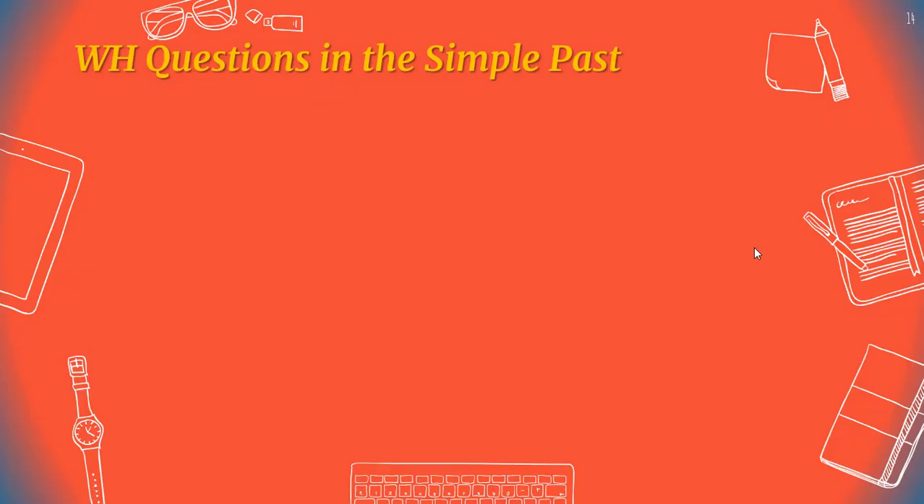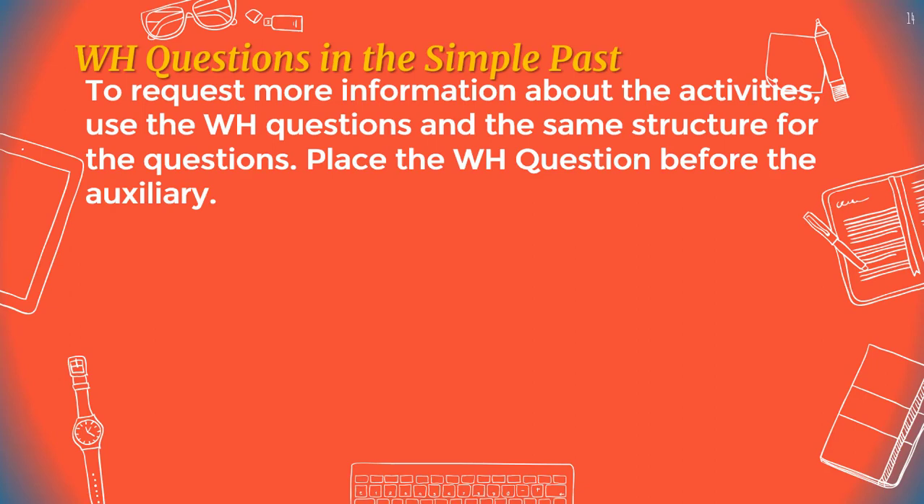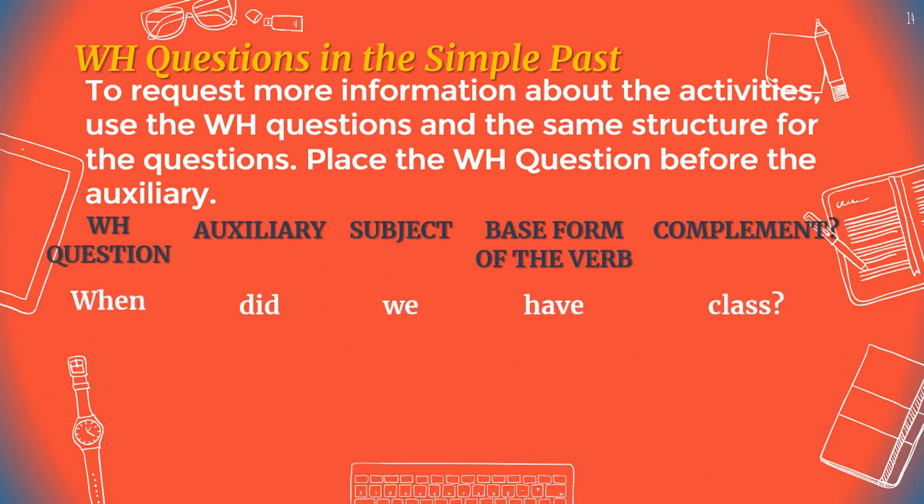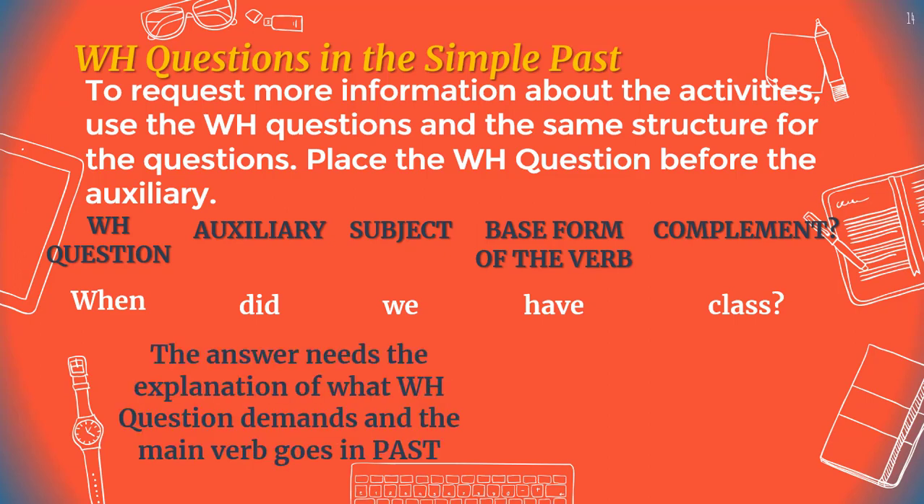Okay, the double question in the past simple. The double questions are used to request more information about the activities. We place the double question before the auxiliary, then the subject, the base form of the verb, and the complement. For example, when did we have class? Cuando tuvimos clase. Siempre ubico la double question antes del auxiliar. Mi auxiliar que es did, sujeto, el verbo va en su forma base y el complemento.